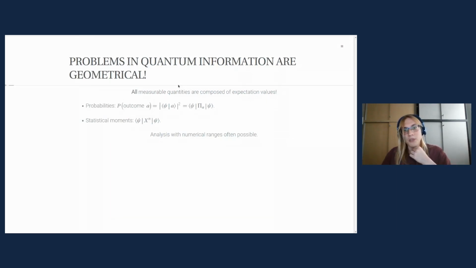Therefore, we could start using these numerical ranges, because if the dual has a polynomial description, we can hope for the polynomial description of the numerical range itself. And all of the measurable quantities, all of the things that you can observe in an experiment, are expectation values. The probabilities of certain outcomes are expectation values. All of the statistical moments of the operators that you observe are also expectation values. The variance can be constructed from these expectation values, as I will see shortly. And therefore, the numerical range is often the right tool to analyze certain problems in quantum information.